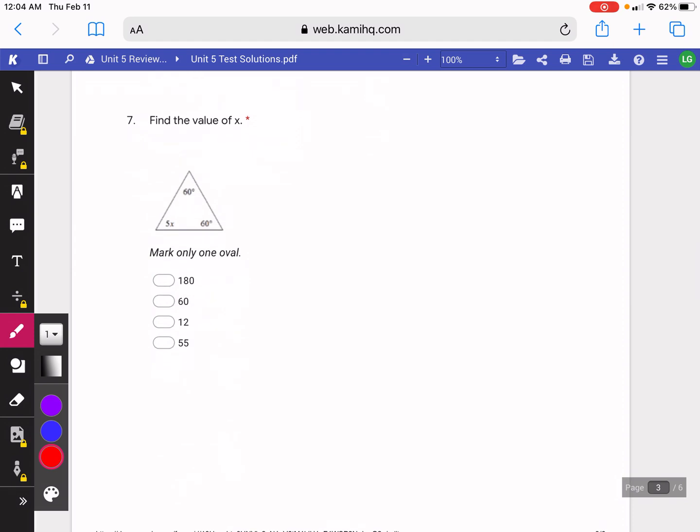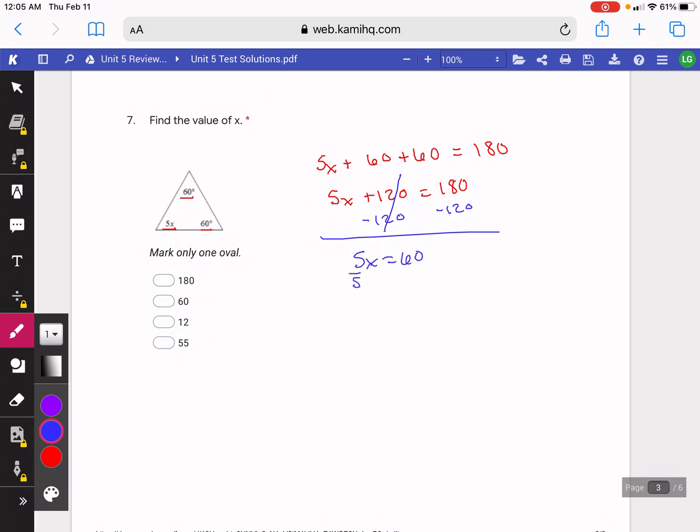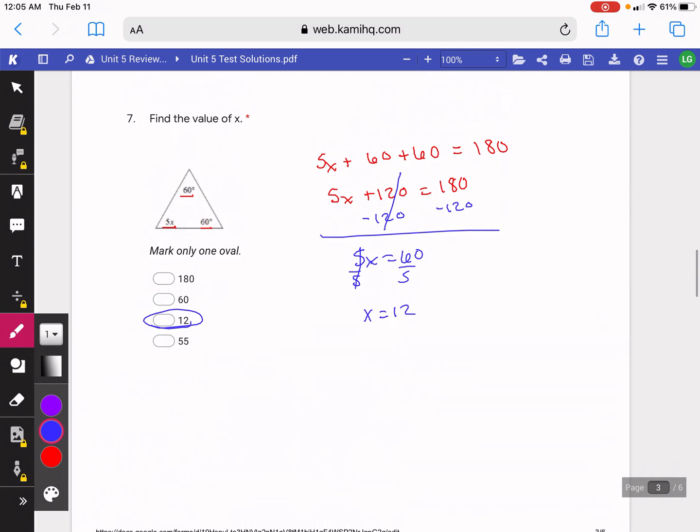Here we want to know the value of x. So remember, all the angles in a triangle add to 180. So we can add each angle here, 5x plus 60 plus 60, and set it equal to 180. I'm going to combine like terms. So this becomes 5x plus 120 equals 180. And then I can finish solving for x there. So I get x equals 12. And again, this one was asking us to find the value of x, so we could stop there.